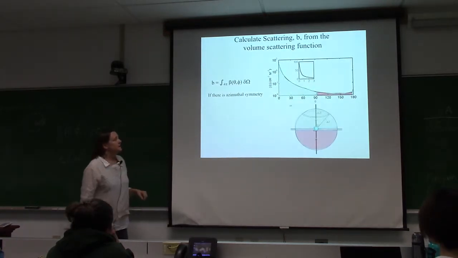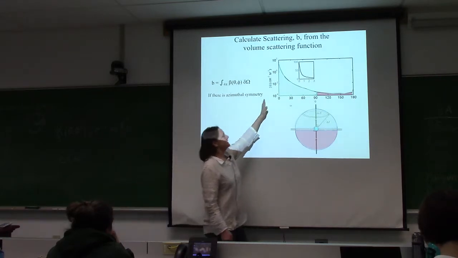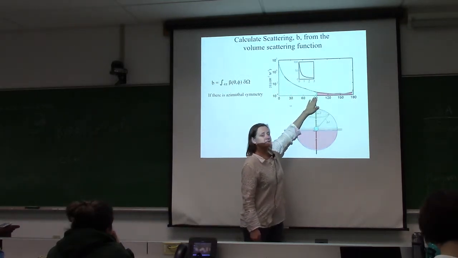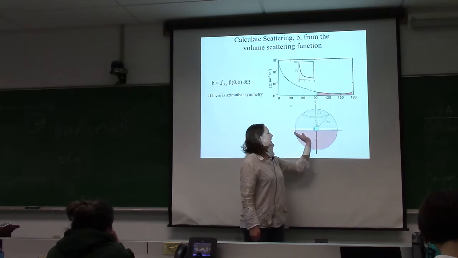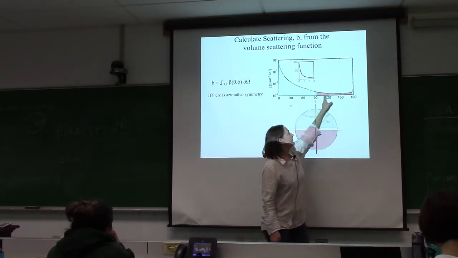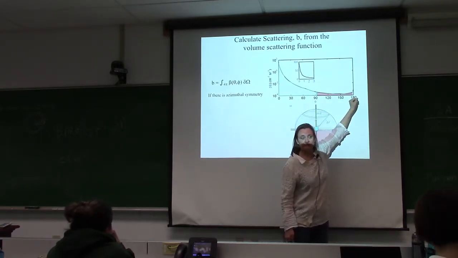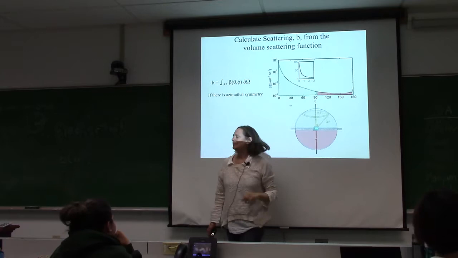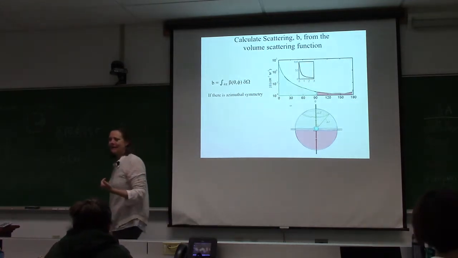Now of course, if we integrated just the first 90 degrees, that would be this hemisphere, and we would call that what? Forward scattering. And if we integrated this part, we would call that backscattering. And backscattering is really important to us in this class. Why?